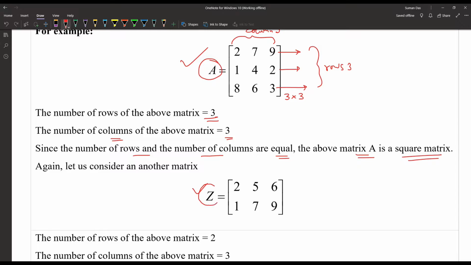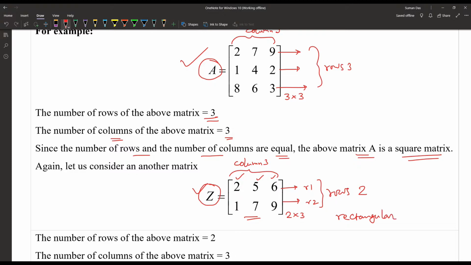Here the name of the matrix is Z. Now look at the number of rows: row 1, row 2. So the number of rows here is 2. But check the number of columns. Here the number of columns is equal to 3: 1, 2, 3. So the order of the matrix is 2 cross 3, where the number of rows and number of columns are different. So that is not a square matrix, that can be treated as a rectangular matrix.